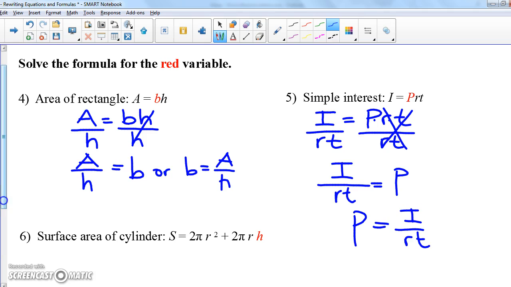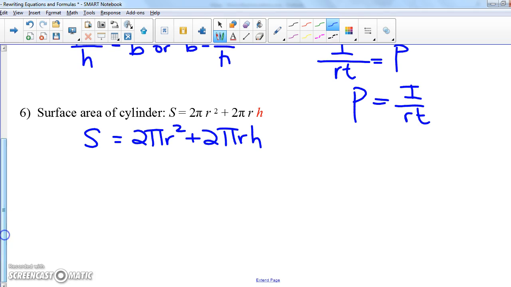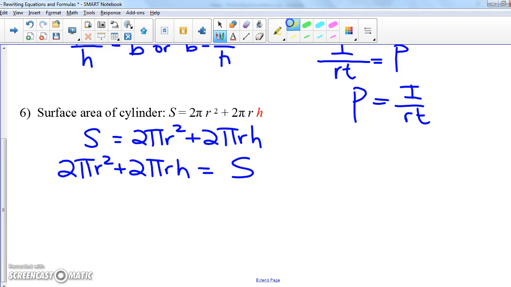Alright, so those two are not bad at all. Let's look at number 6. I've got S equals 2 pi r squared plus 2 pi r h. This is a cylinder. I'm trying to get h by itself. I'm going to flip this one because I think it's kind of confusing. So I'm going to flip the whole thing around, put the right side on the left. So it's 2 pi r squared plus 2 pi r h equals s. And I'm trying to get h by itself, right?